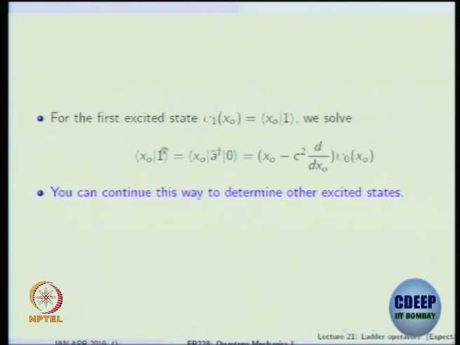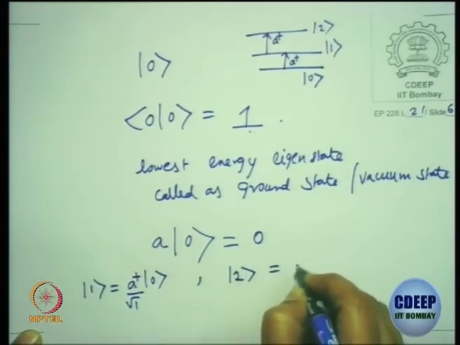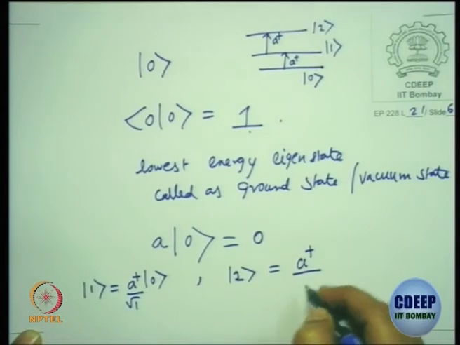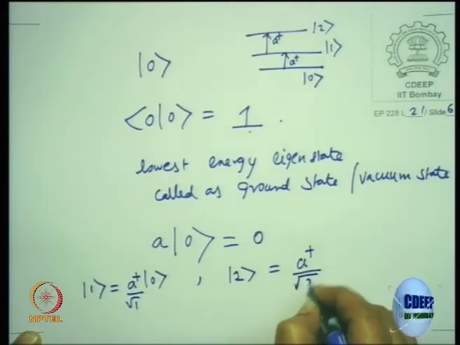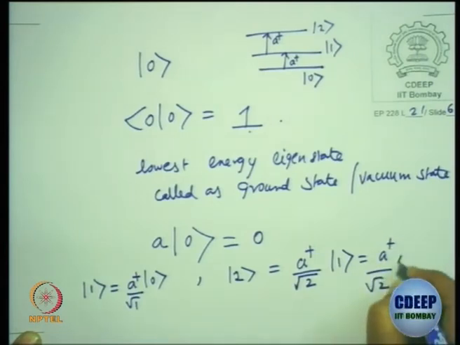If you want to find a ket n, what do you have to do? I have to do a dagger to the power of n, but there will be a factor. You have to divide it by root n factorial. So, if I want to write ket 1, it is a dagger on 0 divided by square root 1. If I want to write ket 2, it is a dagger divided by square root 2 on 1, which is a dagger divided by square root 2, a dagger divided by square root 1 on 0.